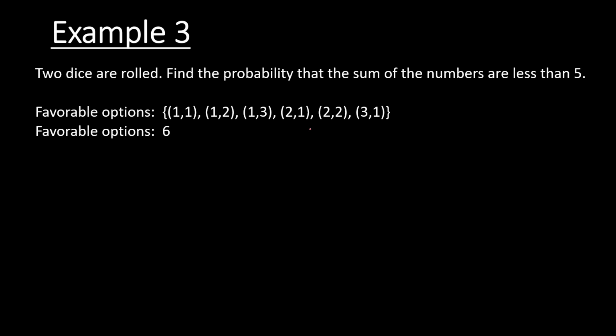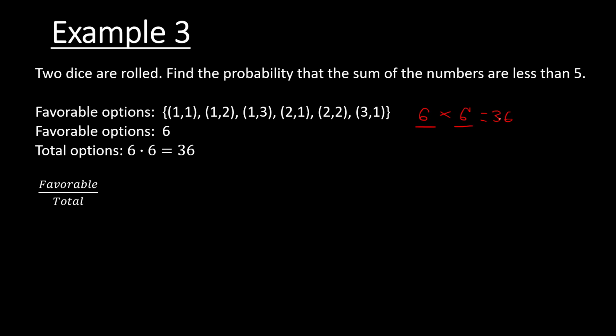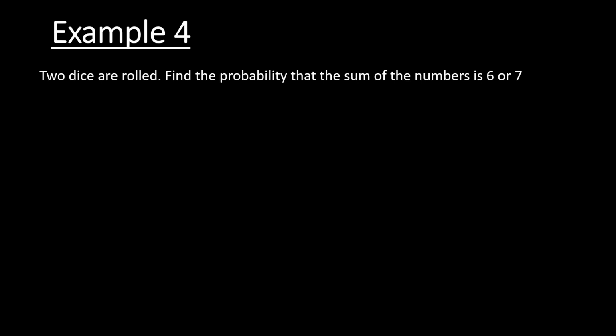And then the total outcomes, the total options, we have 6 sides on the dice, and we have 2 dice that we're rolling. So die 1 has 6 options, die 2 has 6 options, and because we're having both dice being rolled, it's going to be an AND statement, so therefore we multiply. 6 times 6 to give me 36 options. So my total options would be 36. So I take my favorable options, divide it by the total, so I have 6 over 36, which gives me 1 over 6.